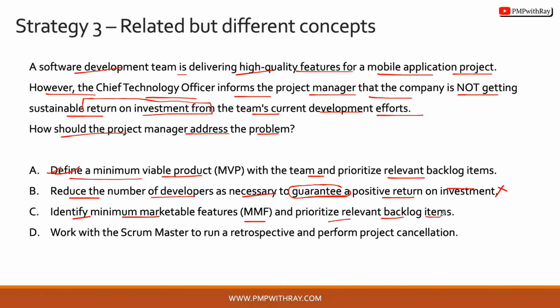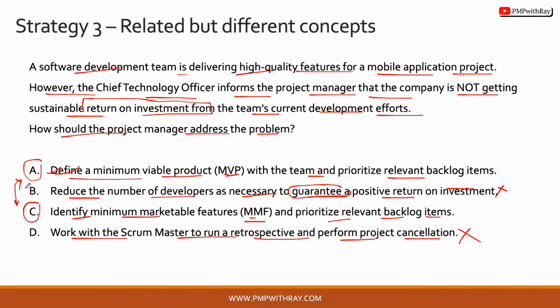Identify minimum marketable features and prioritize relevant backlog items. Again, exactly similar to option A, but it is prioritizing MMF over MVP, and that is the indication that these are different terminologies and they mean totally different things. Okay, they are not similar. Let's look at option D. Work with the Scrum Master to run a retrospective and perform project cancellation. This is random. Okay, so let's eliminate this.